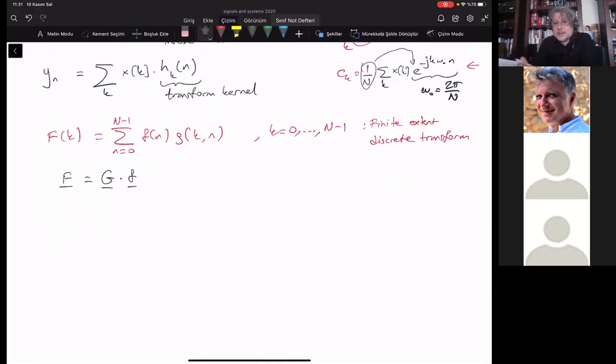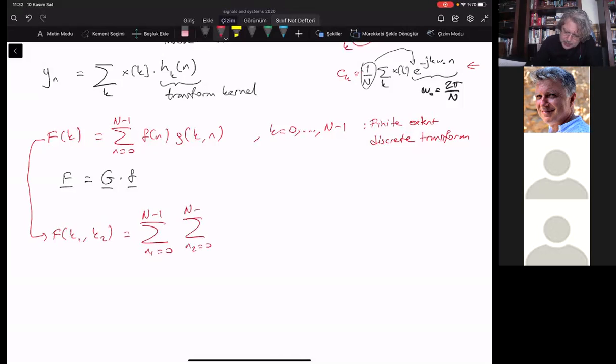And expansion of this thing into 2 dimensions, trying to make it a 2-dimensional transformation, would be like this. Now, from here, let's think of a 2-dimensional transform. The kernel numbers are increasing. Making it multidimensional is not a difficult task. It's like this: f of k1 and k2 is equal to summation n1 from 0 to capital N minus 1, n2 from 0 to capital N minus 1, f of n1 and n2, g of k1, k2, n1, and n2.